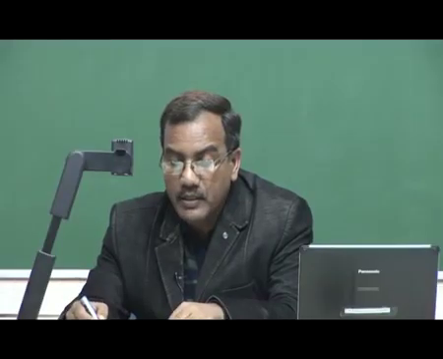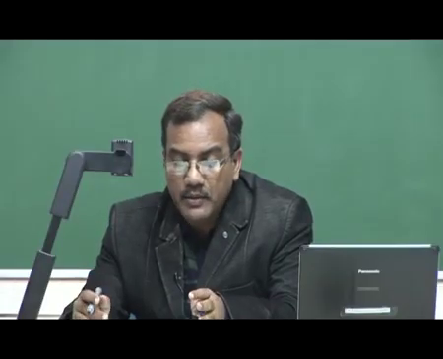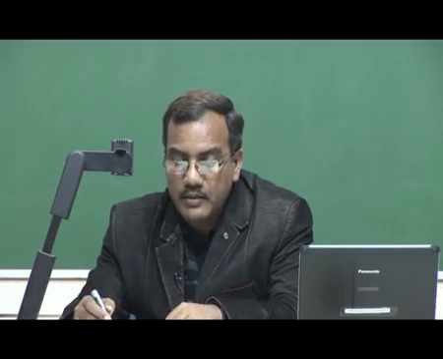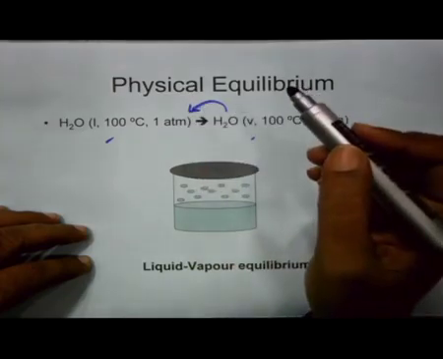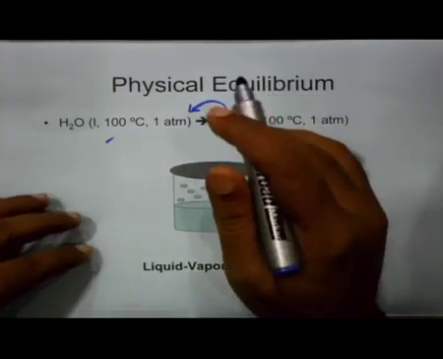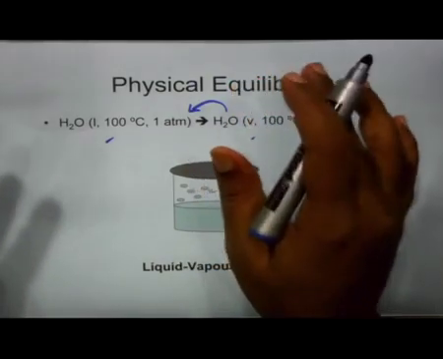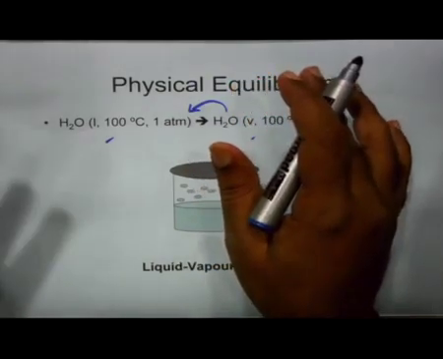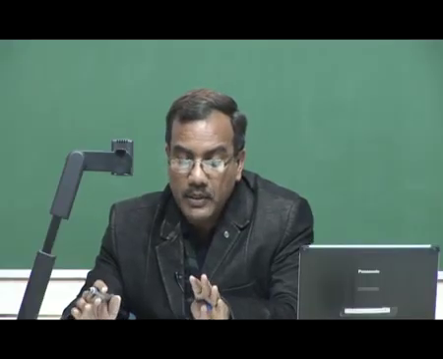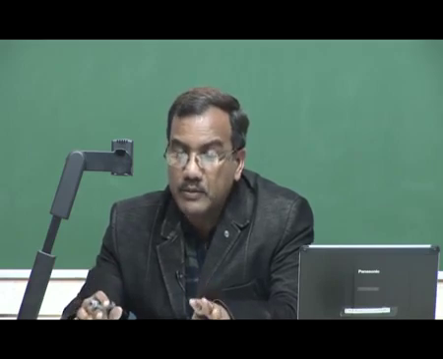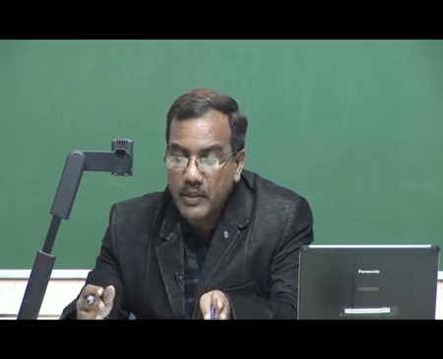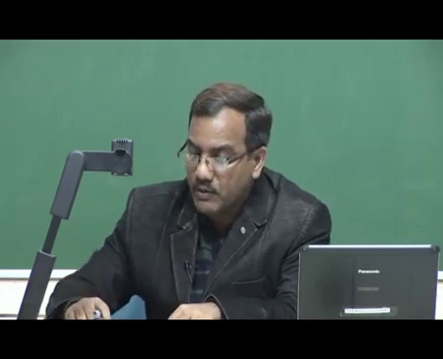Similarly, if I take water vapor and put it at 100 degrees Celsius, some amount of the water vapor will go into the liquid form. So, an equilibrium is always established, whether we start from liquid form or vapor form. An equilibrium will establish when there is no more conversion between liquid and vapor, and this is known as liquid-vapor equilibrium.